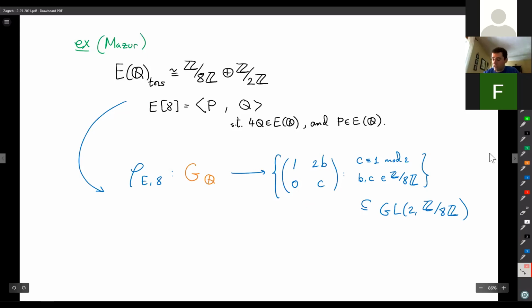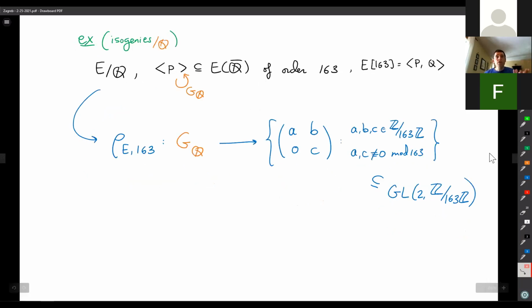This is already in the basis. With respect to the basis P, Q, P has to be fixed, so it's always sent to itself, and Q is sent to something such that when you reduce modulo 2, you actually have that all the 2 torsion is defined over Q. Okay, so in any case, that is the image, it has to be inside GL2. It cannot be all of GL2 of Z mod 8. It has a particular image, and that image tells you about the torsion subgroup that the elliptic curve has.